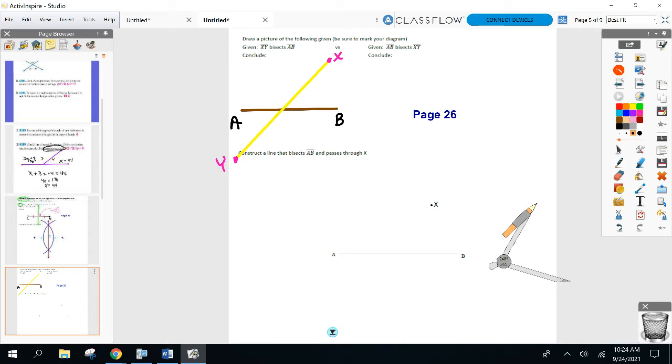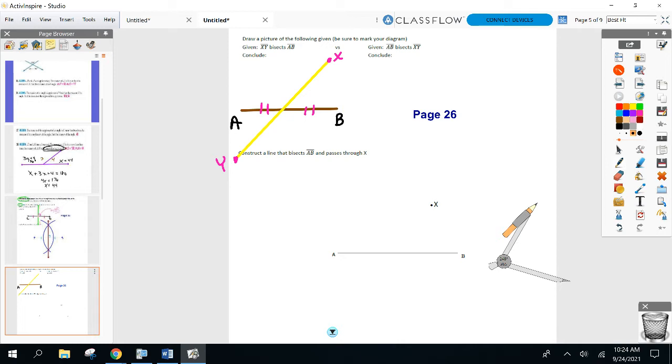Did it say anything about being perpendicular? No, you just got to worry about that XY goes through the what of AB? The midpoint. That's all you have to worry about. All right, so bisectors do not have to go through the midpoint unless it's called a perpendicular bisector.